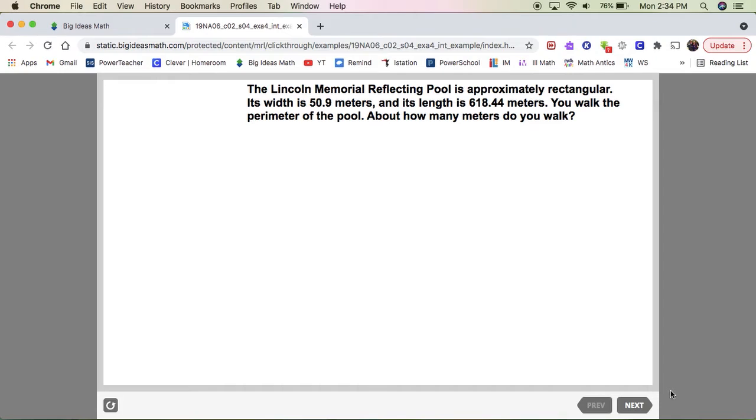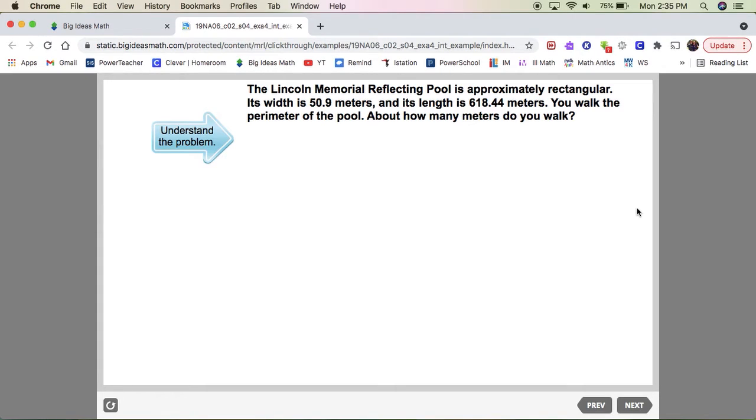I'm going to look at this. This is an illustration of the Lincoln Memorial reflecting pool. Hopefully it'll show in just a second. It's approximately rectangular, pretty much a rectangle. Its width is 50 and 9/10 meters, and its length is 618 and 44 hundredths meters. You walk the perimeter of the pool. How many meters do you walk?